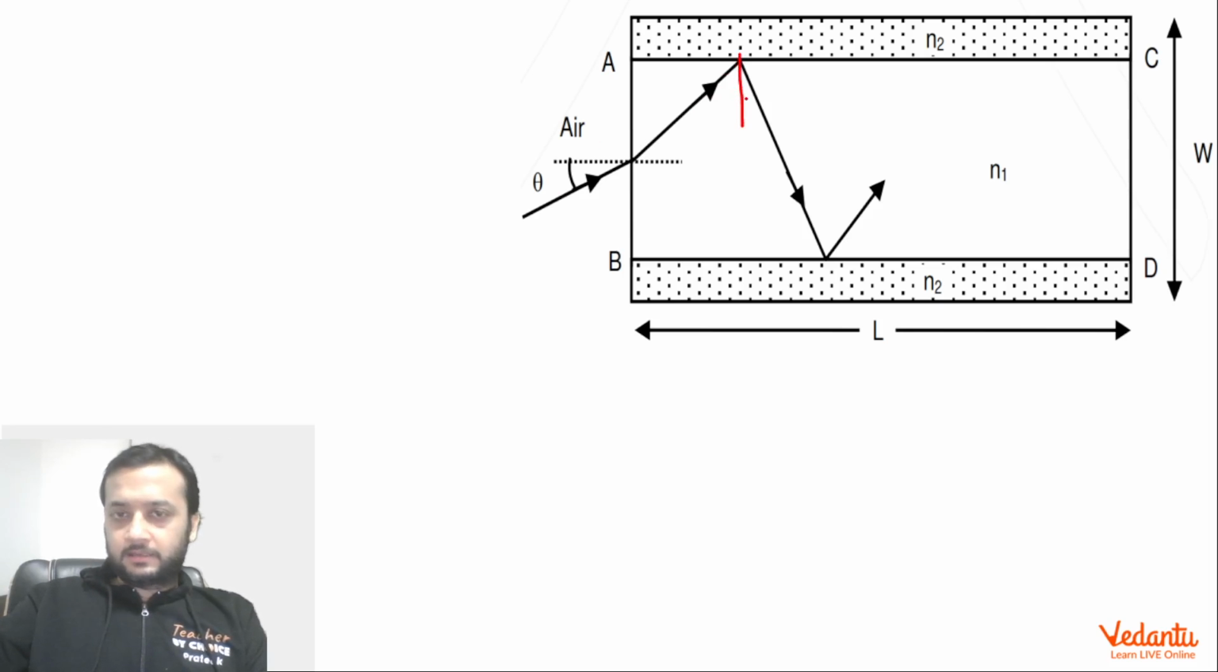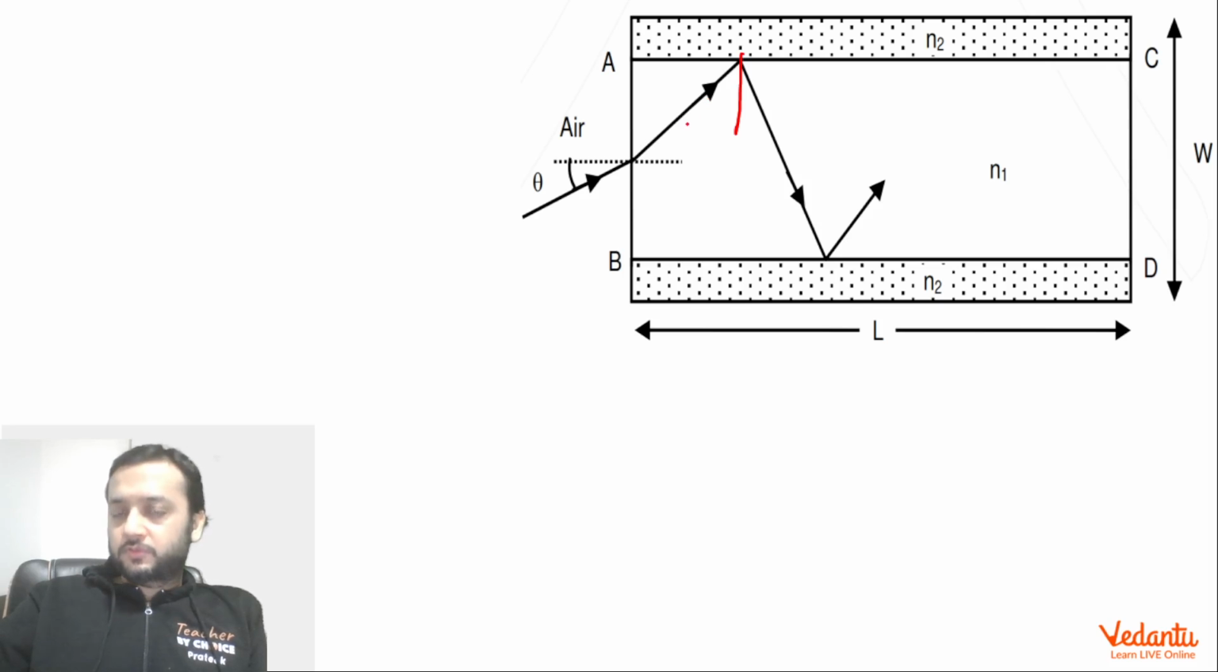Let's call this angle... So we want this angle to be greater than the critical angle, then only TIR will happen, right? Now one thing we realize is that if this is greater than the critical angle, then TIR will happen. But we want one more thing, that the time should be maximum.